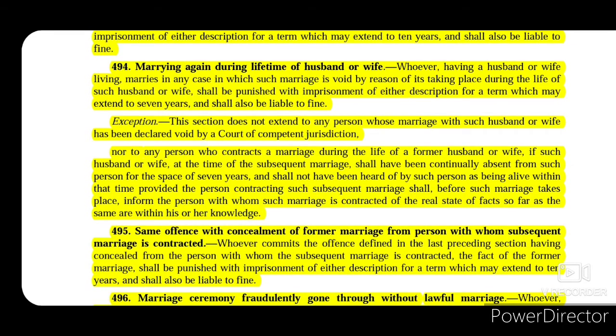Now section 494 and 495 talk about bigamy. So bigamy is the act of remarriage when the previous marriage is already existing. Now section 494 punishes the offence of bigamy. It states that a person marrying again during the lifetime of husband or wife shall be punished with imprisonment up to 7 years and shall also be liable to fine.